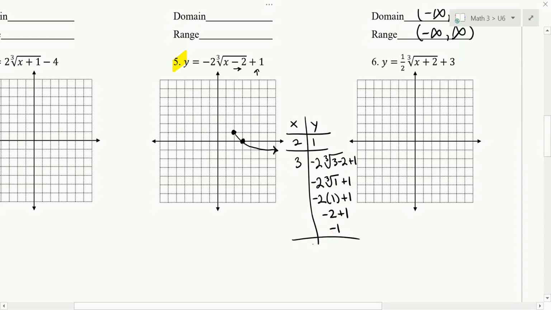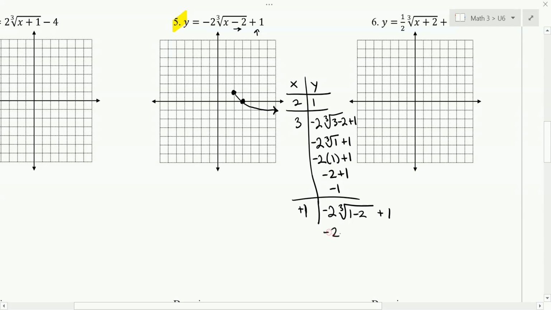And then I'll pick negative 1. Actually, positive 1. And I get negative 2, cube root of 1 minus 2, and then plus 1. Cube root of negative 1 is negative 1. Negative 2 times negative 1 is positive 2. So we end up with 3. So 1, positive 3. Oops.